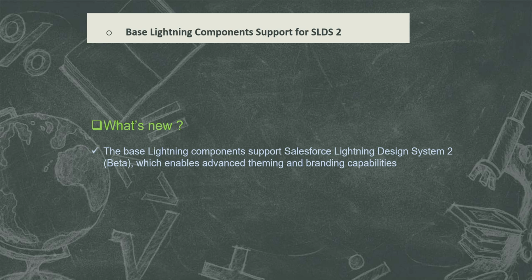The second one is base Lightning component support for SLDS 2. What's new in this? The base Lightning components support Salesforce Lightning Design System 2 beta, which enables advanced theming and branding capabilities. So it improves the UI also. Whenever you use the SLDS 2 beta version, it advances the theming and branding capabilities.